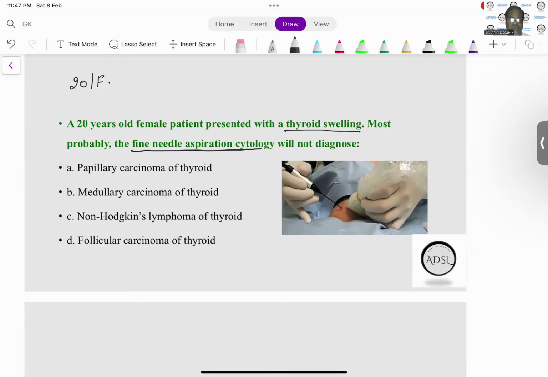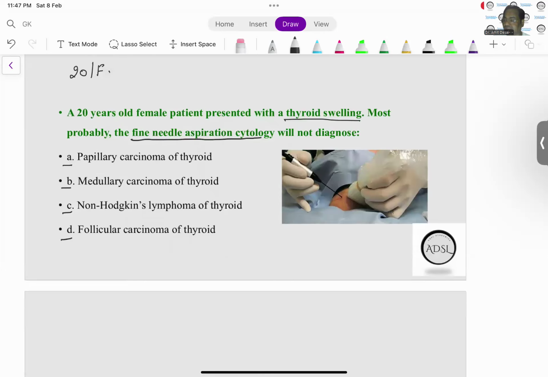All right. So, what are the options that they've given? Papillary thyroid cancer, medullary thyroid cancer, non-Hodgkin's lymphoma, and follicular carcinoma of the thyroid. So, what do you think is the answer? Yes, the answer is follicular thyroid cancer.